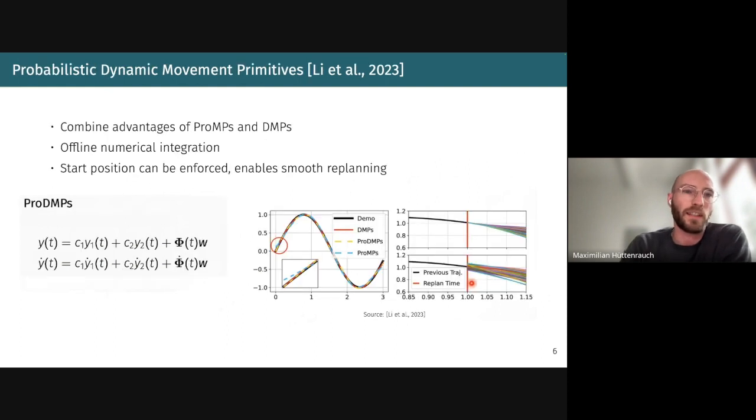The last instance that I want to present is the probabilistic dynamic movement primitives, which basically combine the advantages of ProMPs and DMPs, because they are probabilistic, and they have this nice built-in property that starting conditions of the system can be enforced. It's also nice because it's directly again in the joint position space. So we don't need this double integration to get from the acceleration space into the velocity space into the joint space.